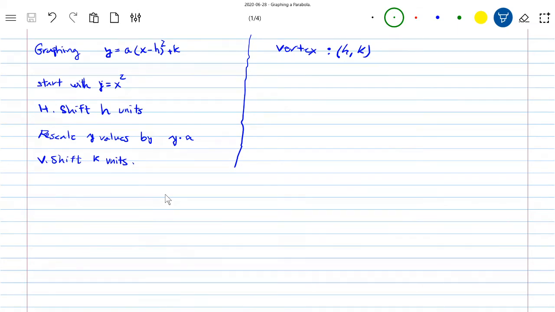Let's start today's topic on graphing parabola. We've discussed most of these already, but let's focus more on how to graph precisely the general parabola function. So here, let's start with this case: y equals a(x minus h) squared plus k. This is a format that we've discussed already.